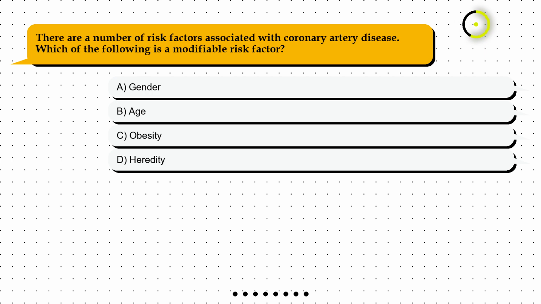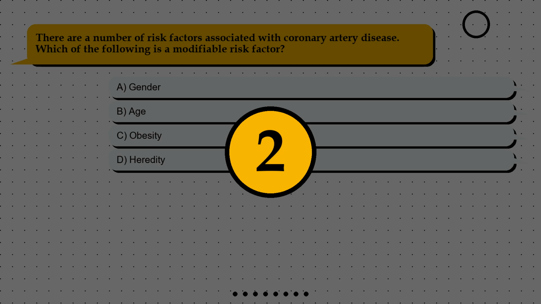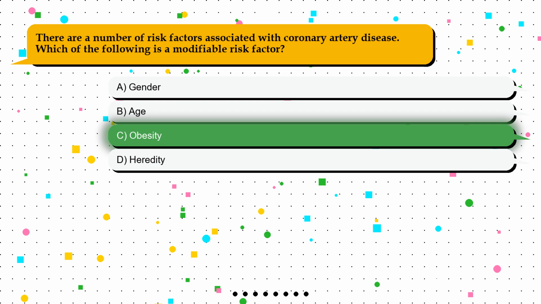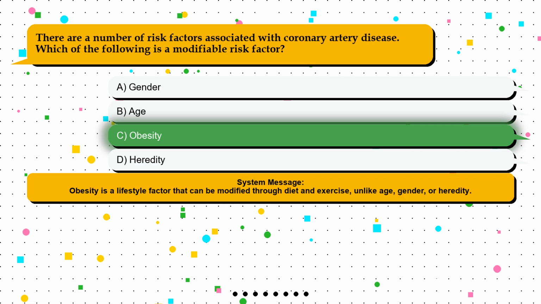Which of the following is a modifiable risk factor? Option A, gender. Option B, age. Option C, obesity. Option D, heredity. The correct answer is option C, obesity. Obesity is a lifestyle factor that can be modified through diet and exercise, unlike age, gender, or heredity.